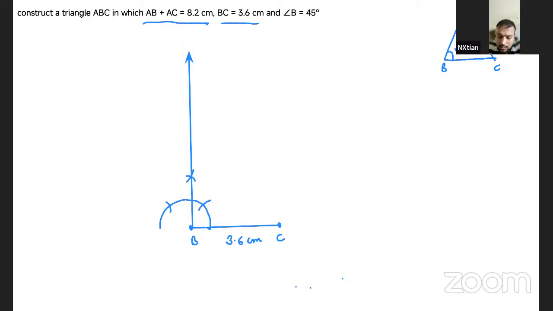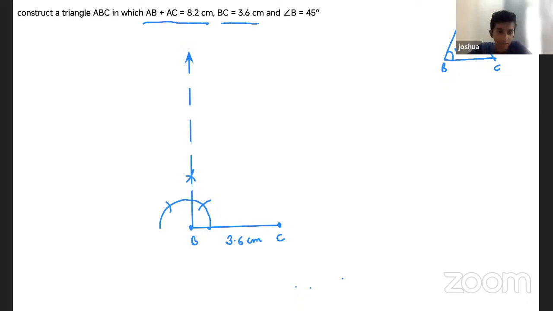Joshua, did you understand? No. Yes, sir. But should we use the protractor for that one? Which part is better, the curve for the 90 degrees? We have to use a protractor, right? Protractor, yeah, yeah. Come.